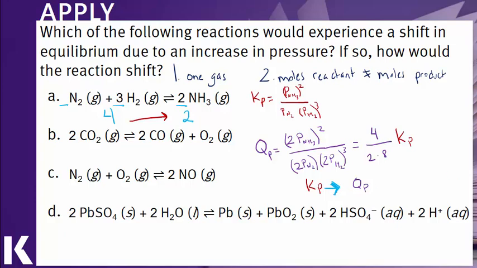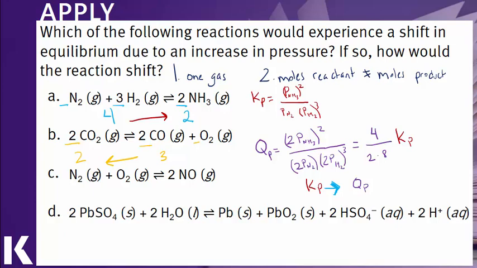Moving on to B, again, this reaction has at least one gaseous reactant or product. In fact, it has 2 moles on the reactant side, and 1 plus 2 moles on the product side. Again, the equilibrium will shift due to an increase in pressure, and it will shift left, to the side with fewer moles of gas. Therefore, it will shift towards the reactant.